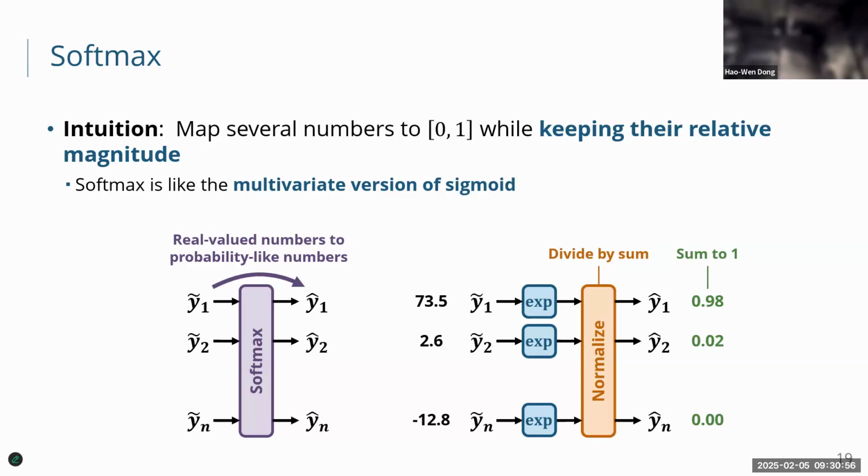Once you can do this, you can imagine how you train this model: you maximize the correct category, maximizing that number toward one. Questions?